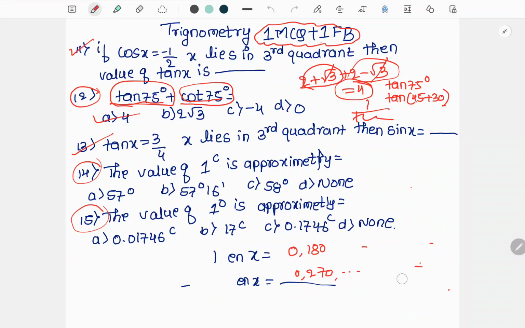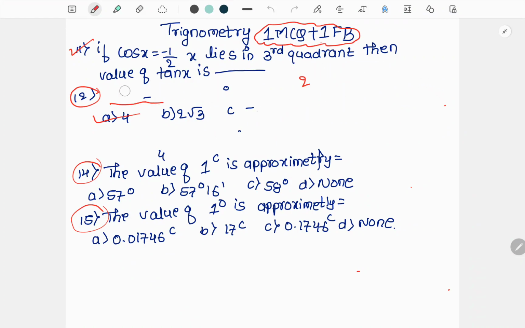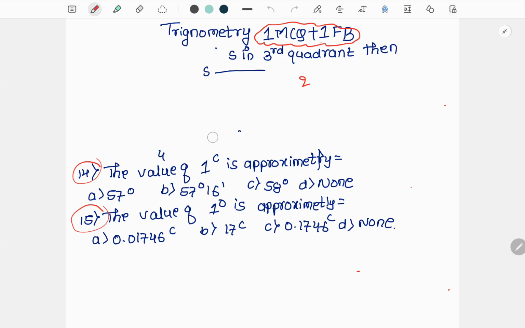So now you people observe here. These 14, 15 I will discuss now. One second. See, what they're asking is, what is the value of 1 radian approximately? What is the value of 1 radian approximately?